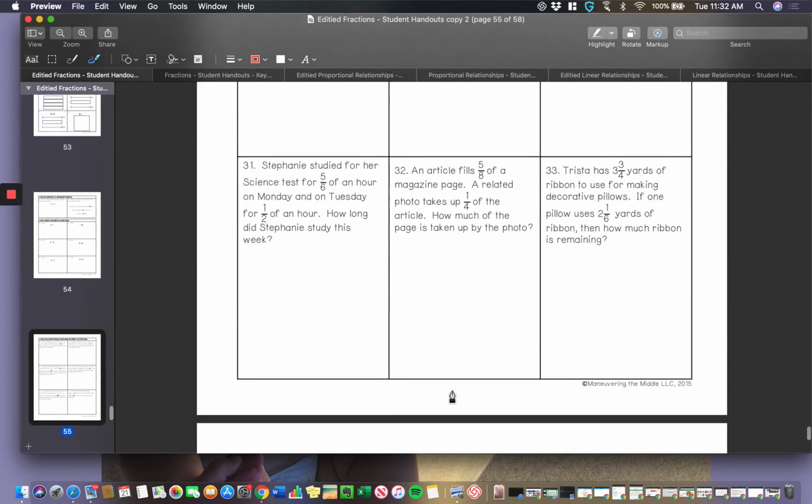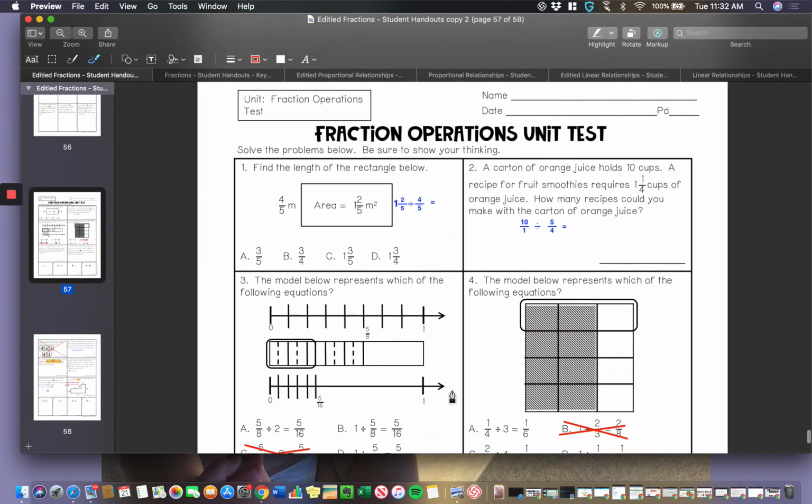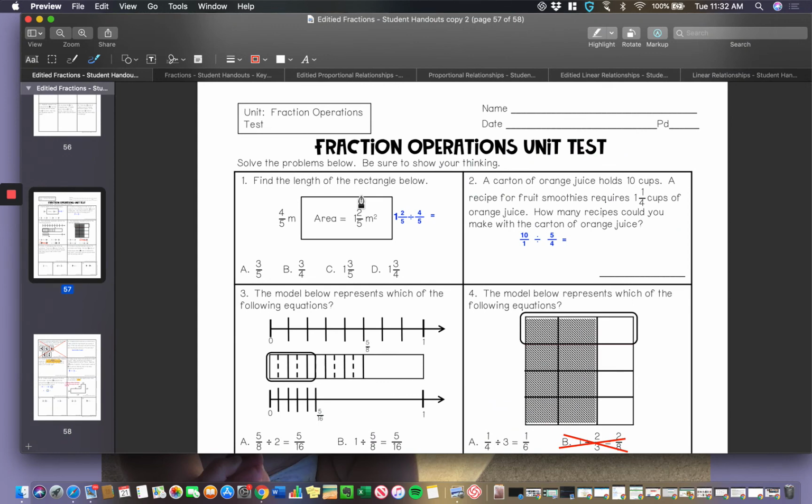All right. Then you have your test. So, for number 1, it says find the length of the rectangle below. So, if I need to find the length, I can take 1 2/5, which is the area, and divide it by 4/5, and that's going to tell me what the width is.